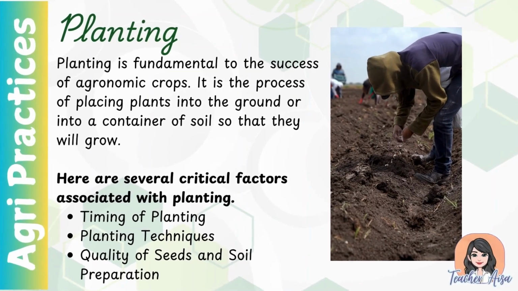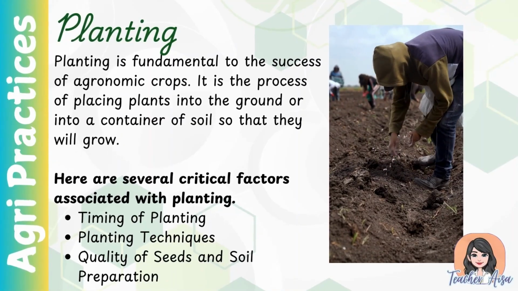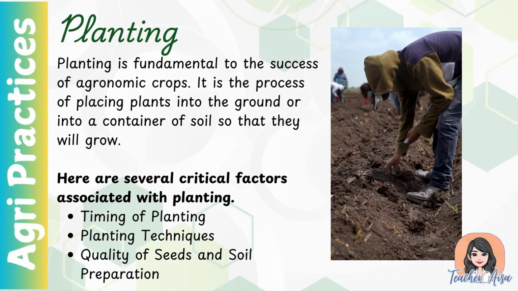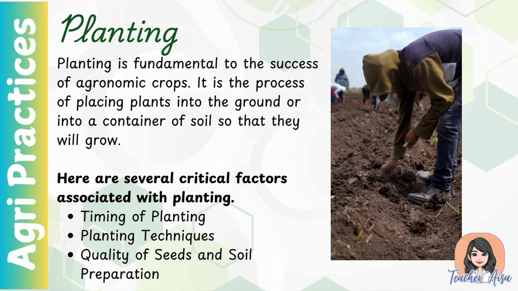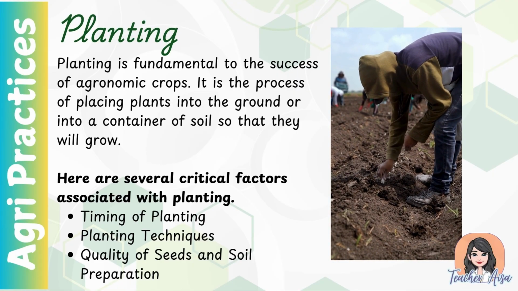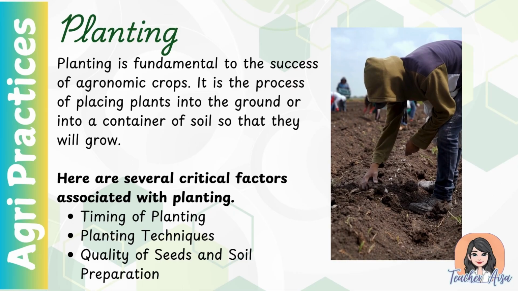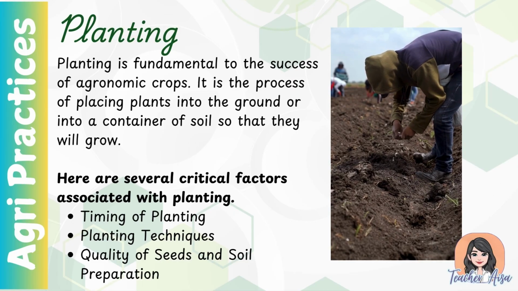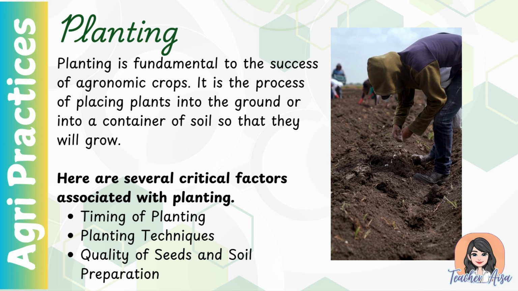Planting. Planting is fundamental to the success of agronomic crops. It is the process of placing plants into the ground or into a container of soil so that they will grow. Here are several critical factors associated with planting. Timing of planting, planting techniques, quality of seeds and soil preparation.